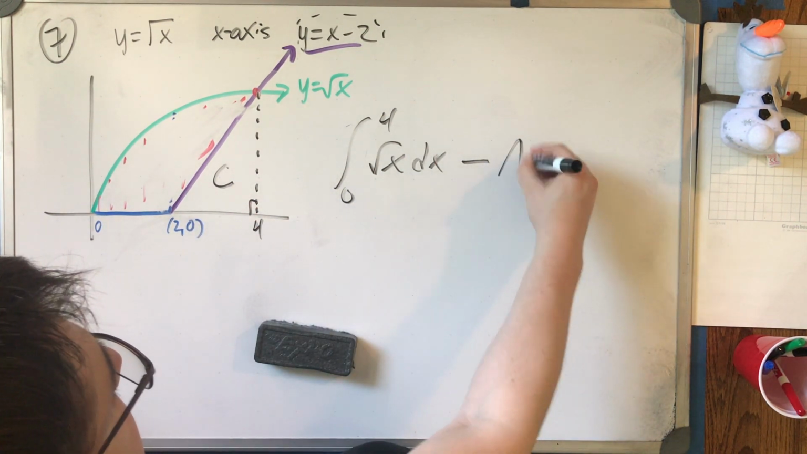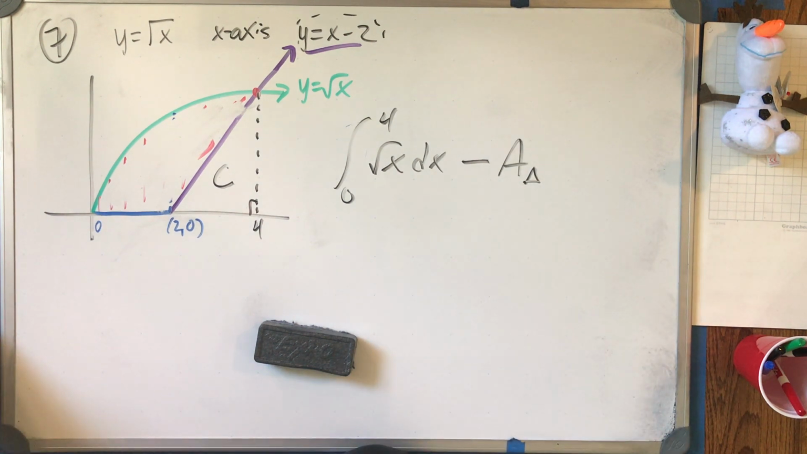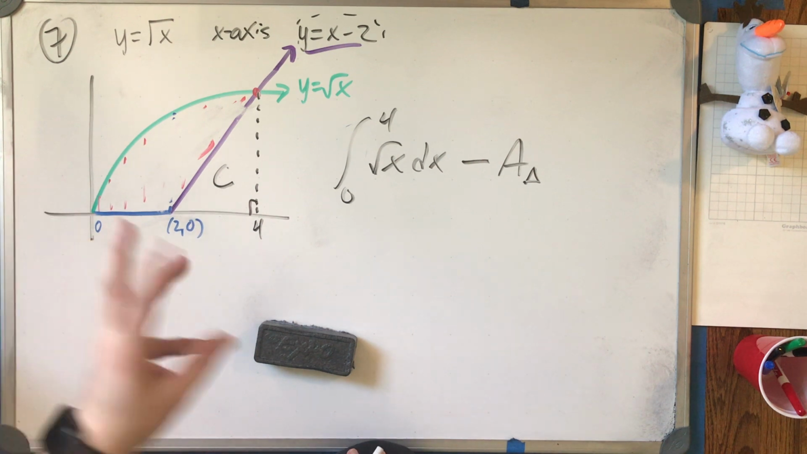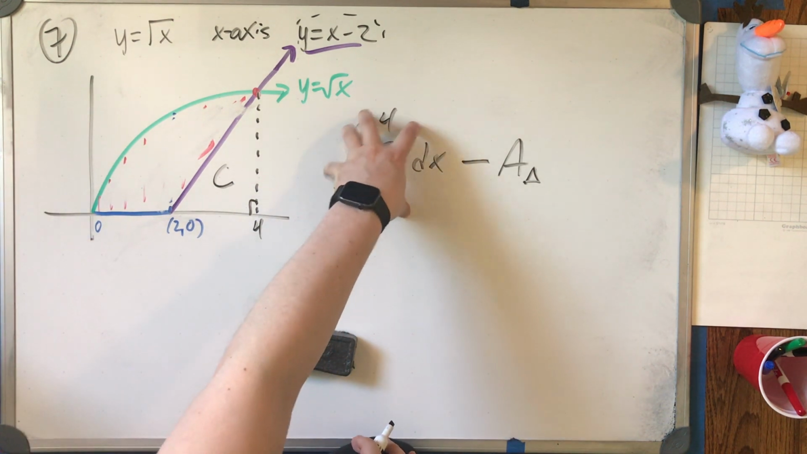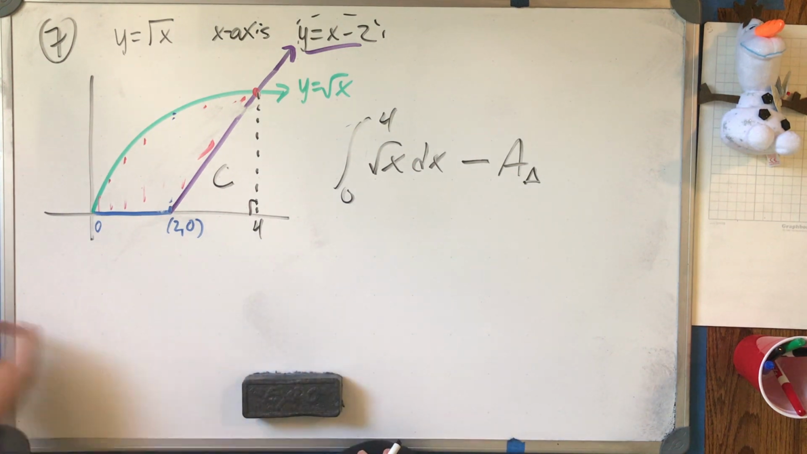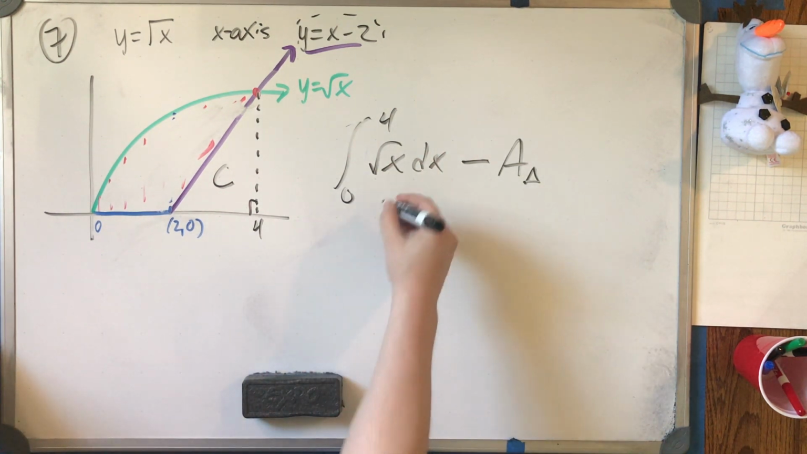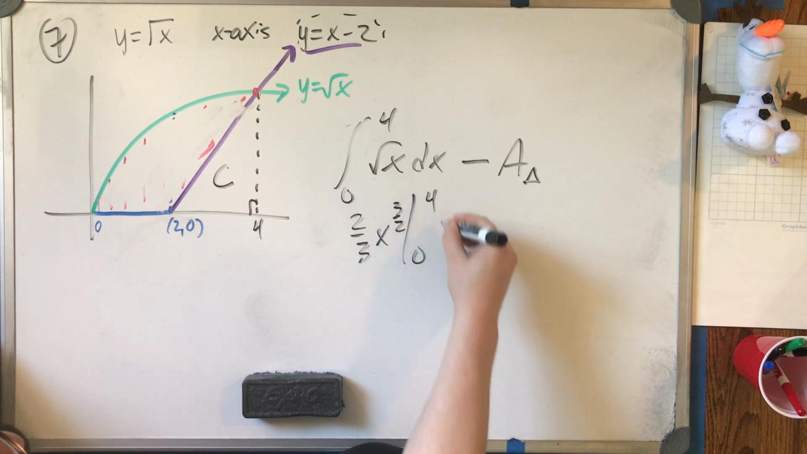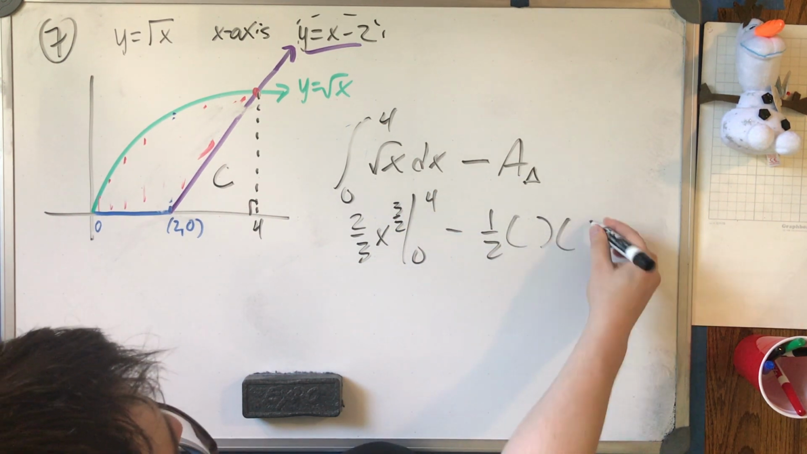Okay, so I can just say area of that triangle. So this kind of combines what we did in the warm-up with the new stuff. So we take the integral using calculus, and then we use old school geometry to help us figure it out. So let's just do this one out. We'll get that 2/3 x to the 3/2 from 0 to 4 minus 1/2 base times height.